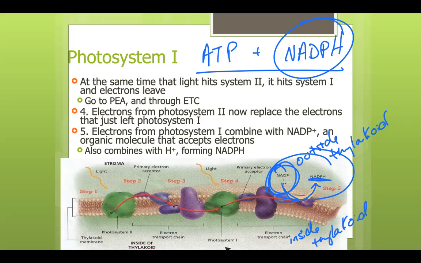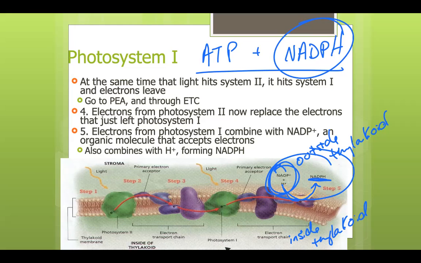So the difference between the two photosystems is the electrons that leave photosystem 2 are going to replace the electrons that left photosystem 1. And yes, they will eventually also get excited by light and then move on as well. But you have to continue this process by feeding more electrons into the system. The difference is at the end of photosystem 1, instead of going on to yet another photosystem, the electrons here are going to leave the thylakoid.